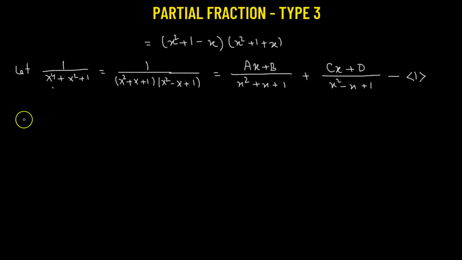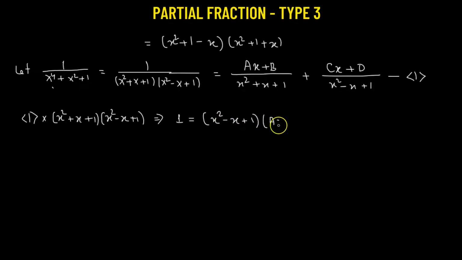We'll proceed as usual. We'll take equation number 1 and multiply both sides with this factor, which is x squared plus x plus 1 multiplied to x squared minus x plus 1, such that we get 1 equals x squared minus x plus 1 multiplied to ax plus b, plus x squared plus x plus 1 multiplied to cx plus d. Right. So let's simplify the expression on the right hand side, and we're going to combine all the like terms.